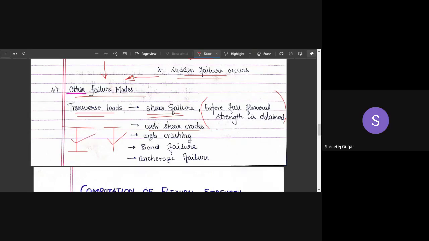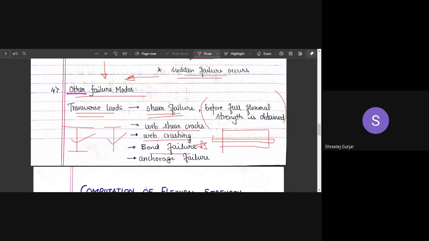Then due to web crushing, your beam may fail. Then there is bond failure, very important. We have tendons and we have concrete. But when there is no appropriate bond between concrete and a tendon, then what will happen? Your beam will fail. Steel will simply slip out of your concrete and your beam will fail.